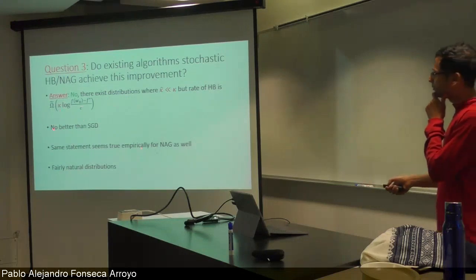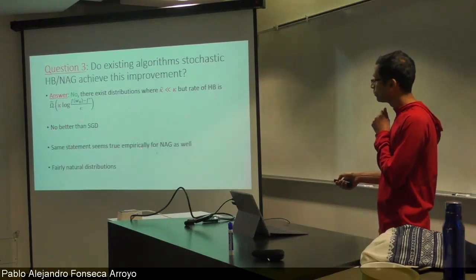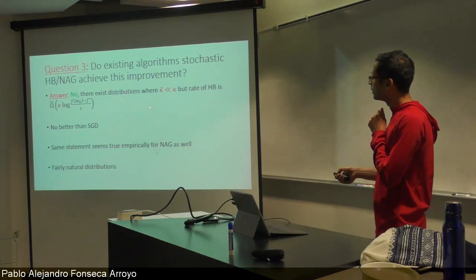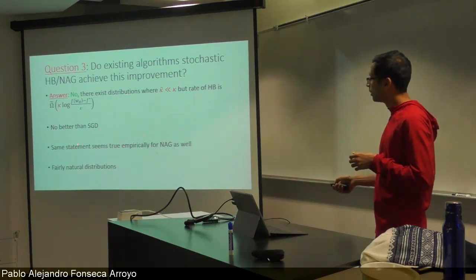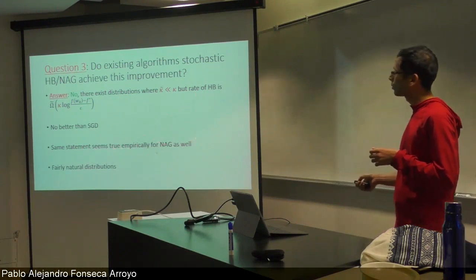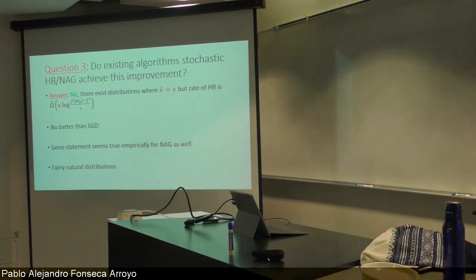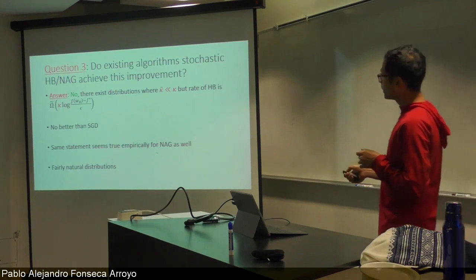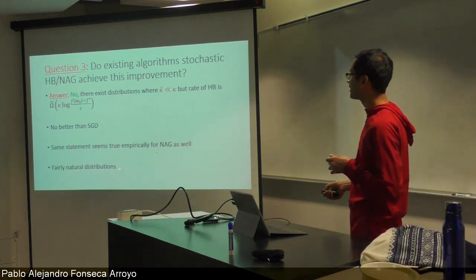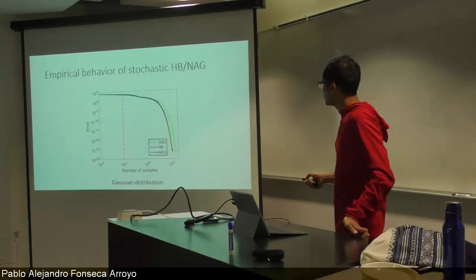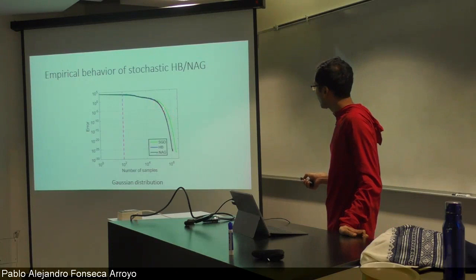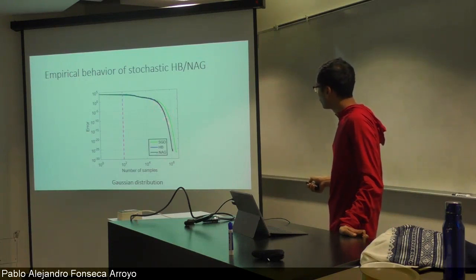Okay. So this basically says that stochastic heavy ball is no better than SGD, and while we can thoroughly and rigorously show this for heavy ball, the same statement seems to be true empirically for Nesterov accelerated gradient as well. I should also point out that the distributions that we construct here are fairly natural distributions. In fact, if you look at the Gaussian example that we saw earlier, in addition to SGD, I'm also plotting heavy ball and Nesterov, which seem to be pretty much on top of each other, and they don't really do any better than stochastic gradient descent. Okay.